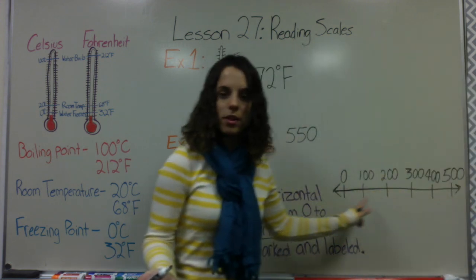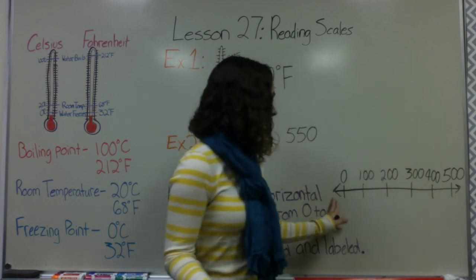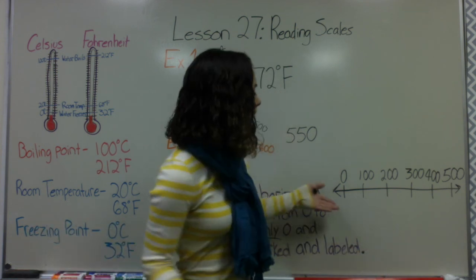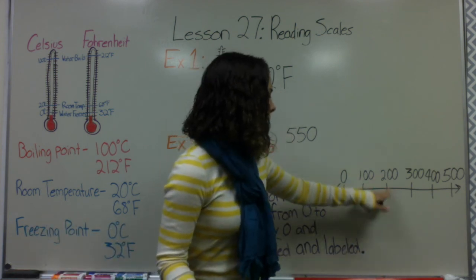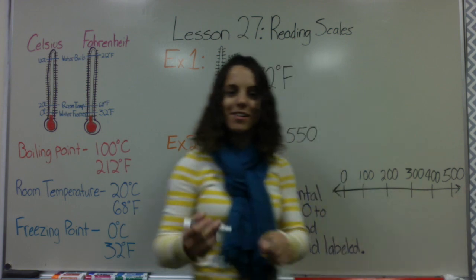Number lines, we know what they look like. We drew them, and then you have arrows at the end because it does continue on and on forever. Numbers never end. And then I label them using basically slash marks on the line.